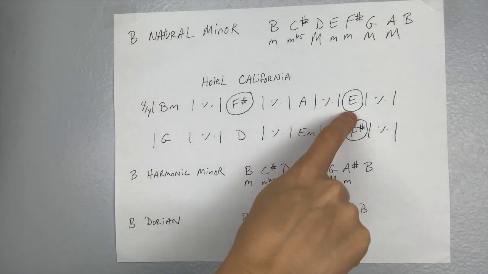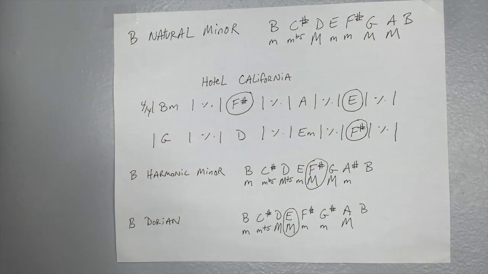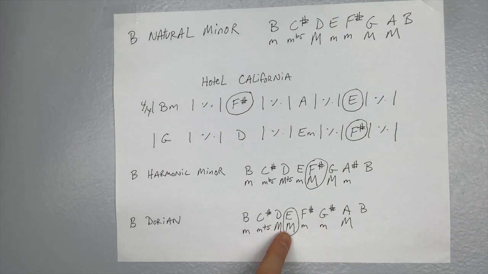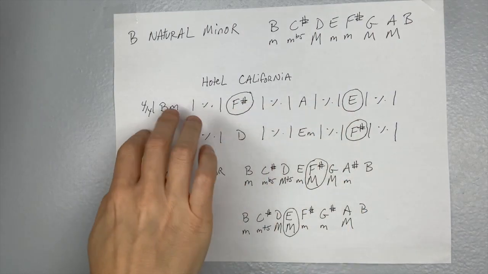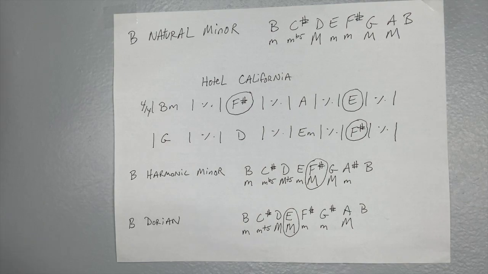And over this E, if we look at B Dorian, which is also very similar to B natural minor, but you have this major 6th, this G sharp note, and we have an E major chord. These are the transitions of the scales that you want to try to get under your belt and make work over these chords.